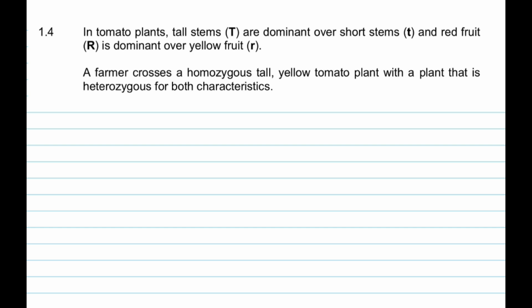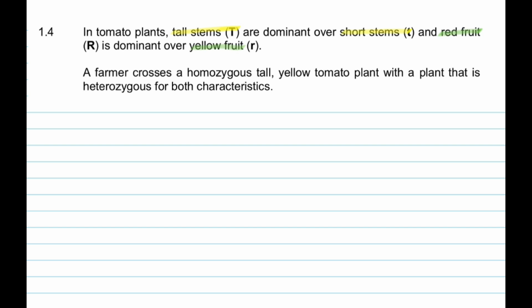And they're saying in this one, a tomato plant will have a tall stem, which is dominant over a short stem, and red fruit, which is dominant over yellow fruit. Again, take my suggestion, highlight the one characteristic, so tall stems and short stems in one color, and then the red fruit and the yellow fruit in a different color, just so you remember what is where and that it's actually two separate characteristics. A farmer crosses a homozygous tall yellow tomato plant with a plant that's heterozygous for both characteristics. So let's have a look at what those parents will look like.